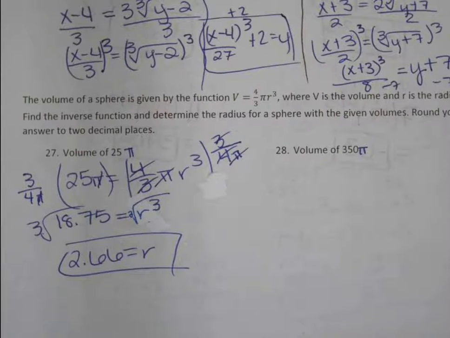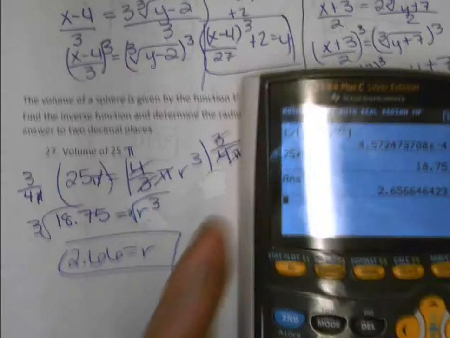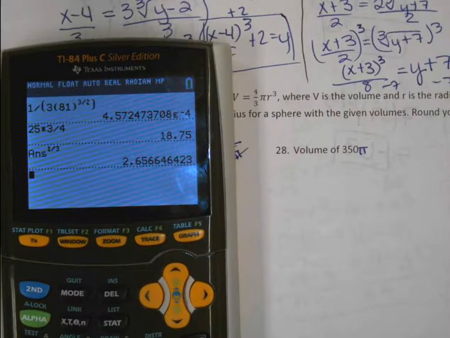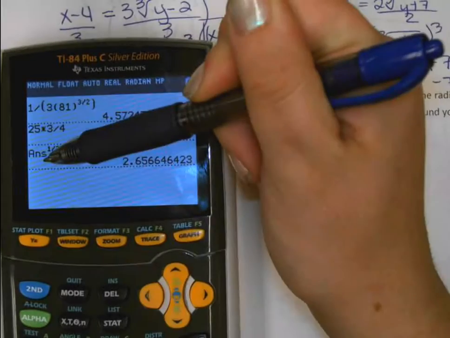You have a question still stuck on here? I always do that, I always put it on the light. So I took my answer and I raised it to the 1/3 power. 18.75. When it says A and S, that means answer.